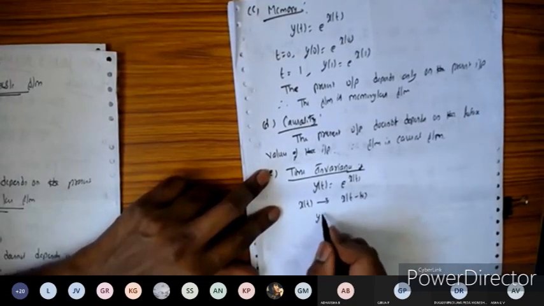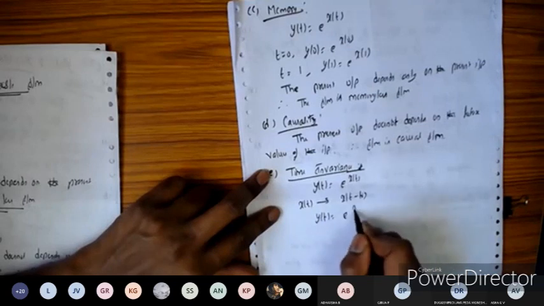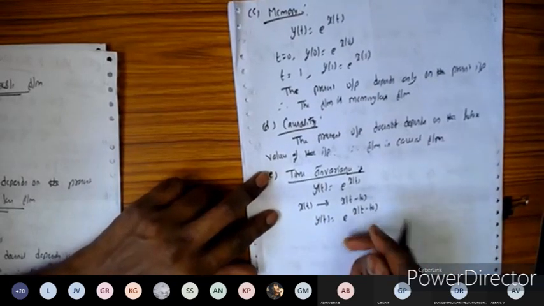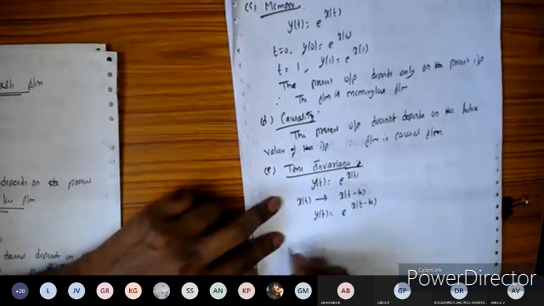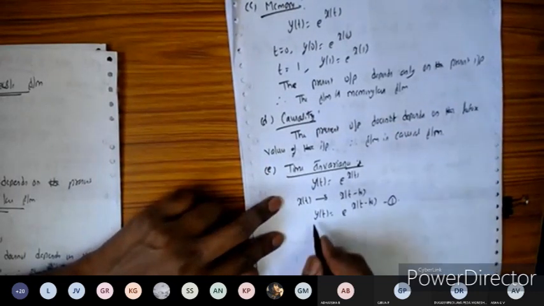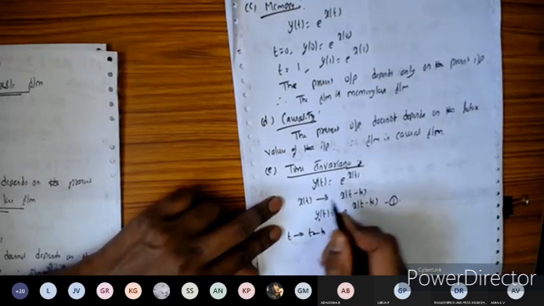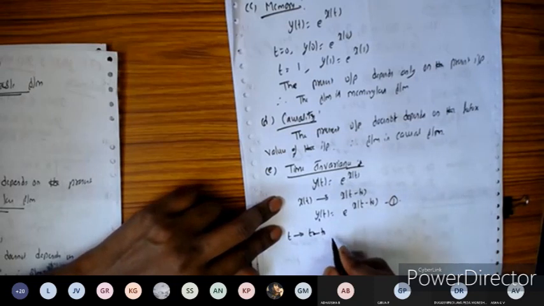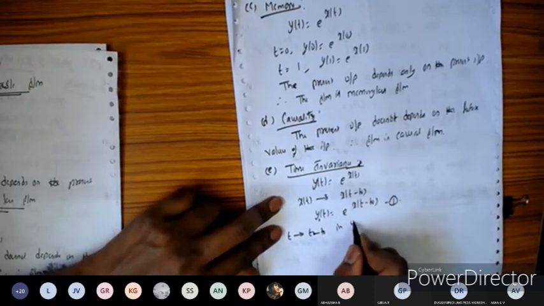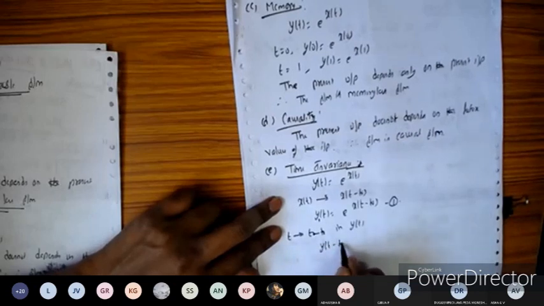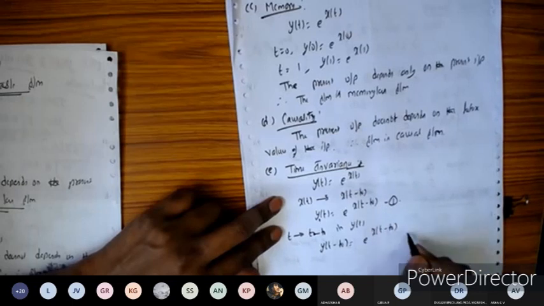Let us replace it here, so that y of t is equal to e to the power of x of t minus t naught. Call this equation number 1. Similarly, let us replace t by t minus t naught in y of t. So it becomes y of t minus t naught is equal to e to the power of x of t minus t naught here.